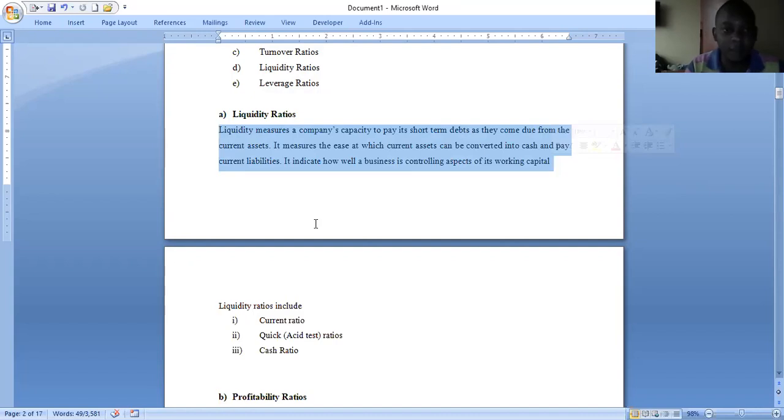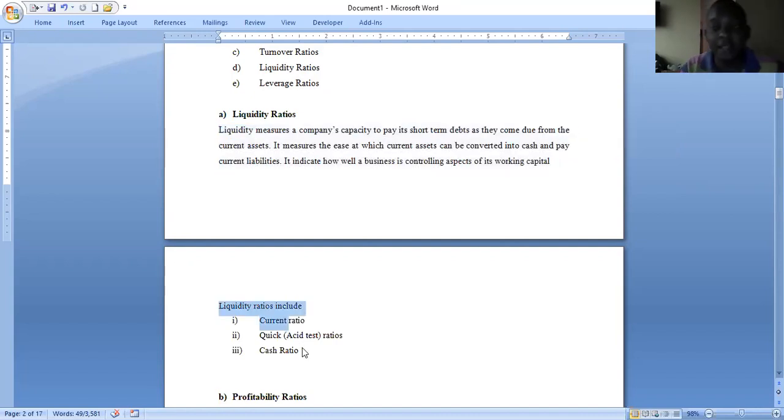Under this pillar, we look at 3 ratios. That is the current ratio. We have the quick ratio, also known as the quick asset test ratio. And we also have the cash ratio.